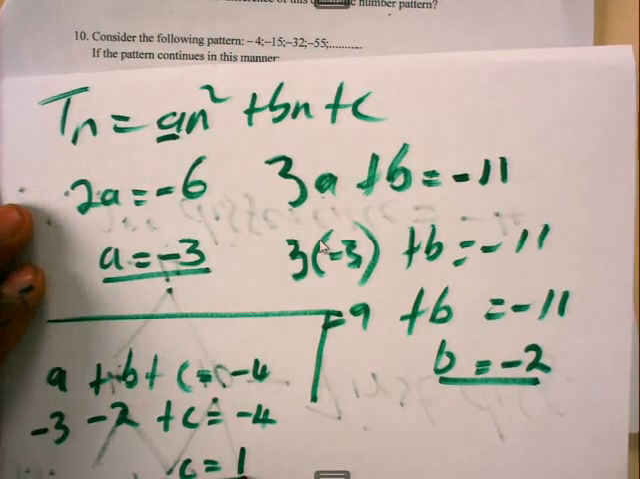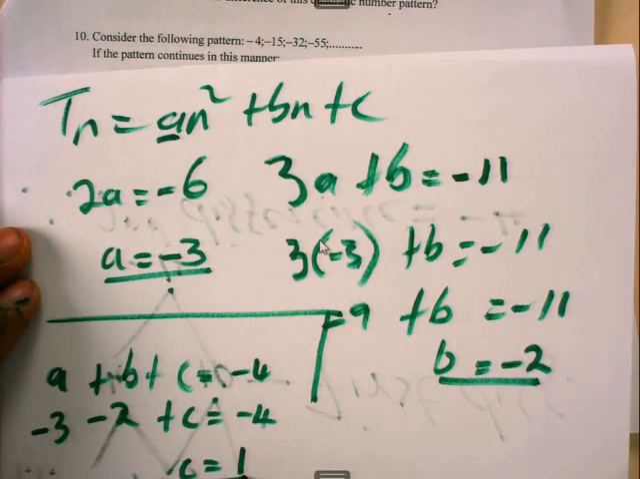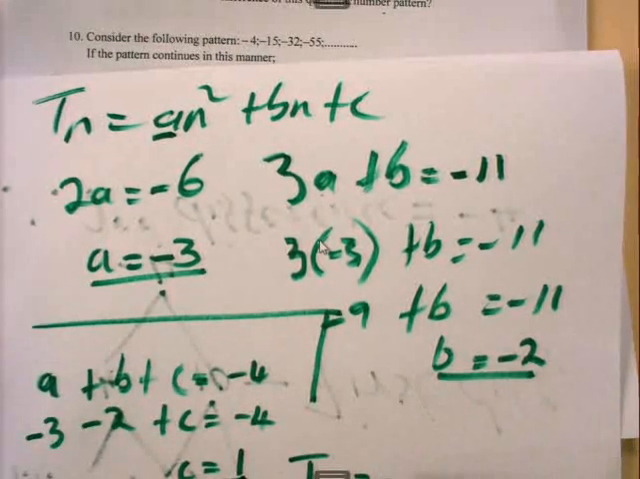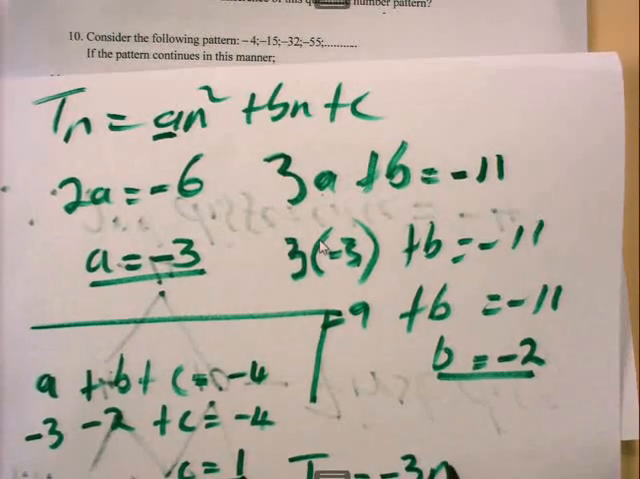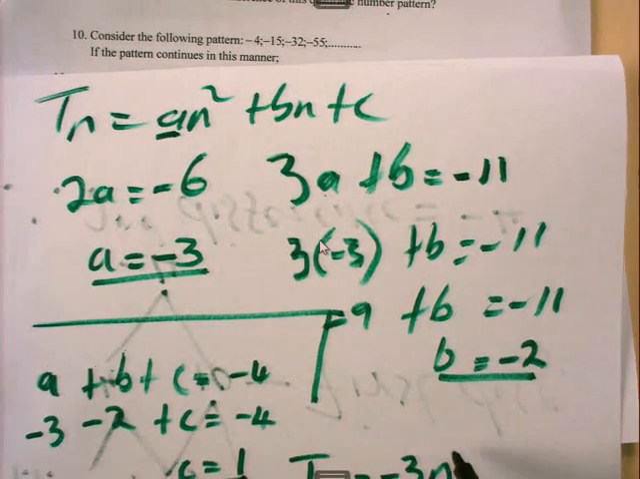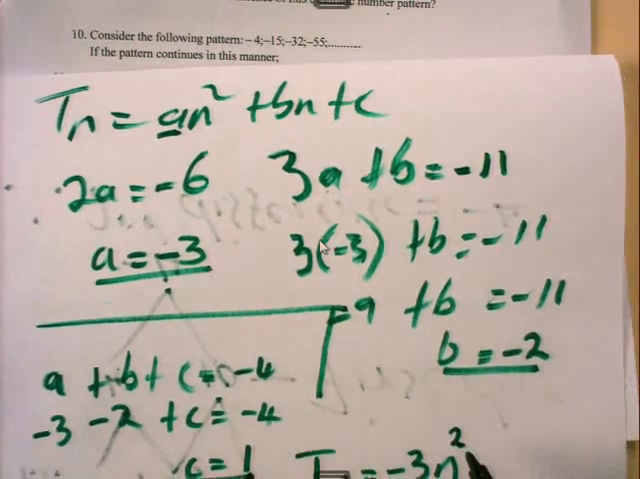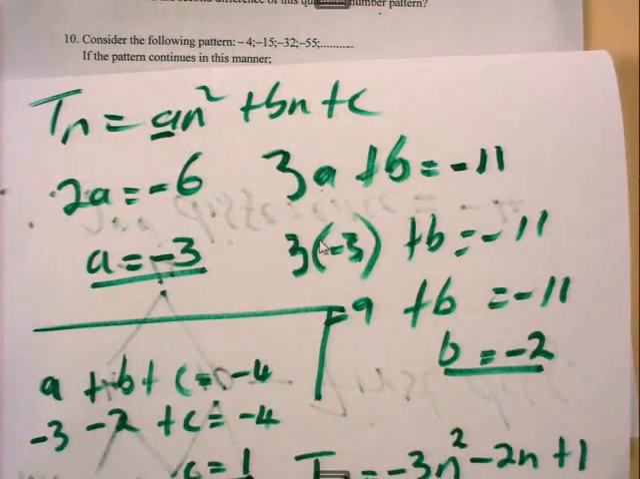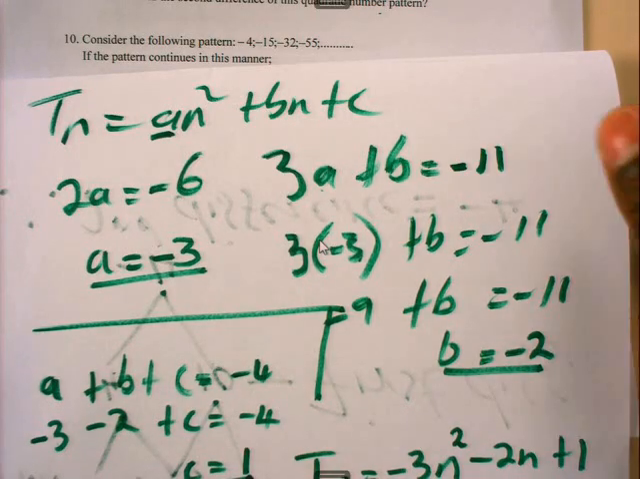What does that mean? It means our nth term, Tn, an squared, is going to be -3n squared minus 2n plus 1. That will be our general term, -3n squared minus 2n plus 1. That is how we'll answer that one.